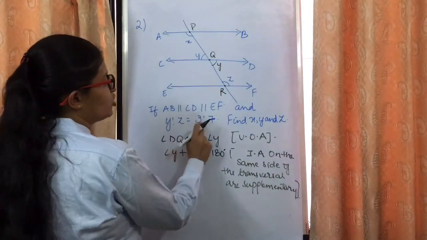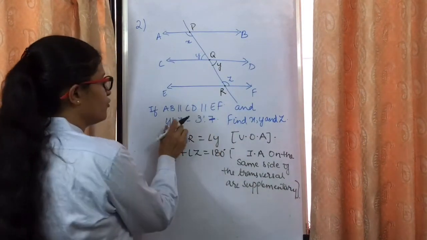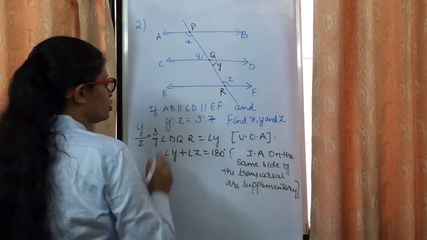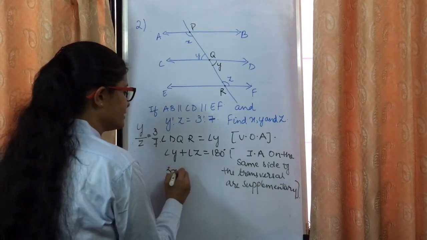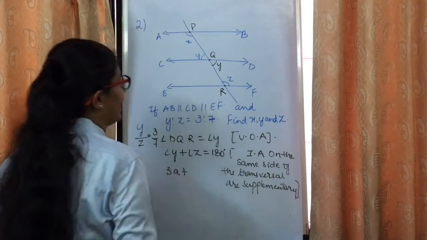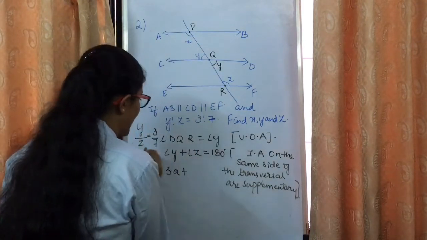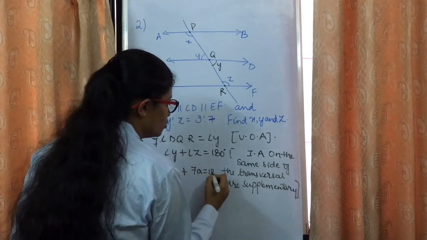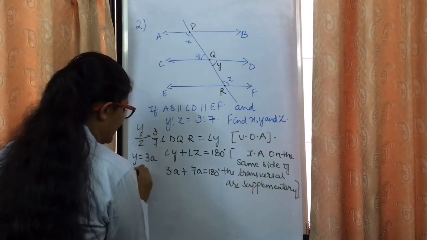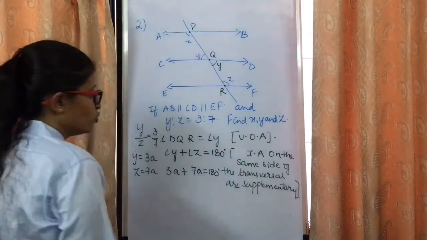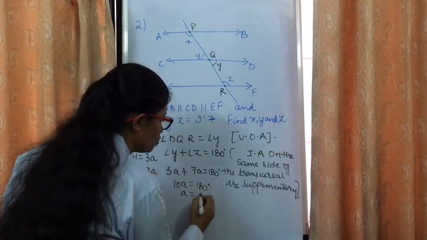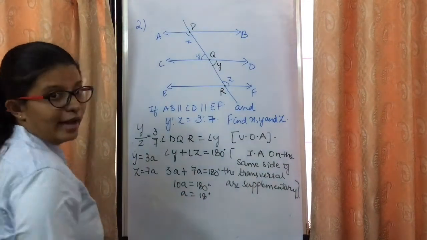Can you understand that the ratio 3:7 is given? So y upon z is given as 3/7. So can I write angle y as 3a and angle z as 7a, taking a instead of x because x is there in the question, and 3a plus 7a is equal to 180? So y is 3a, z is 7a. If I add them I will get 10a equals 180 degrees. So a comes out to be 18 degrees. This is a, not y or z.